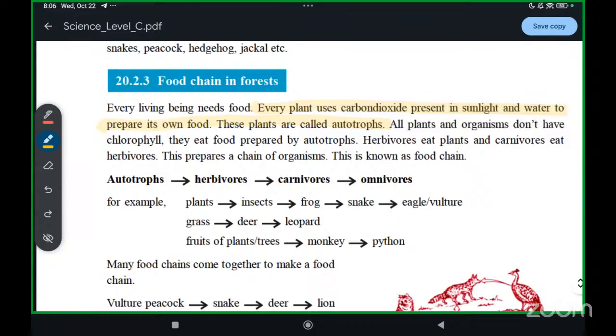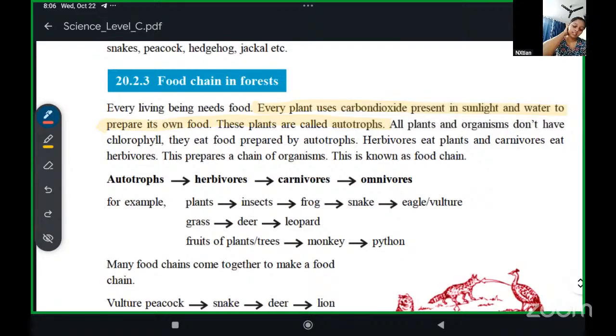This prepares a chain of organisms called a food chain, when one organism is dependent on the other for food.